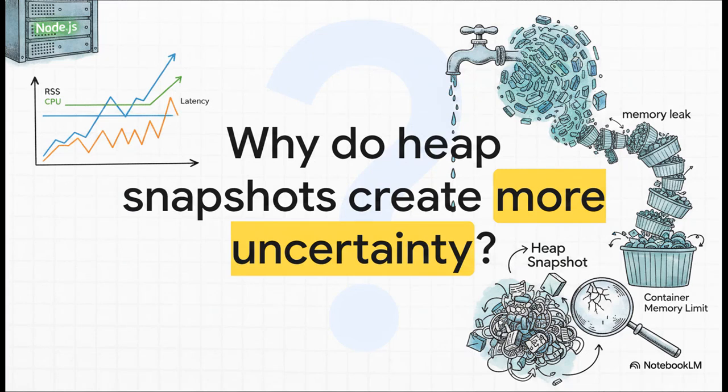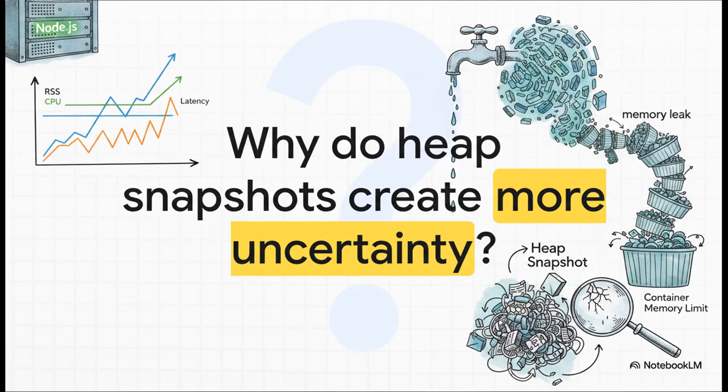Picture this. You've got a Node.js service that's been perfectly stable for months. But suddenly, maybe after just a tiny deployment, it starts eating up just a little more memory every single day. The CPU graphs? Completely normal. Response times? Totally fine. No errors. But that resident set size, the RSS, just keeps relentlessly climbing.